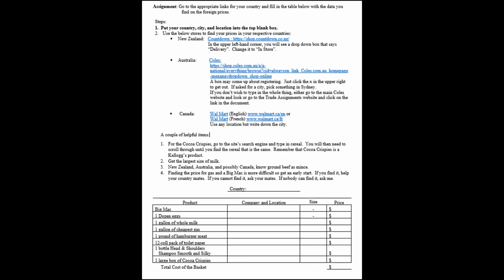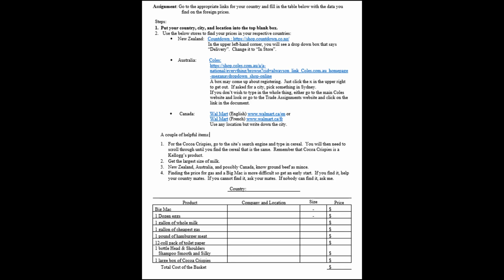They're going to go to a pre-selected store's website in their country and then fill out their table from assignment 1, but inputting the foreign data. Data shown here is from information I pulled from the Countdown website in Auckland, New Zealand. I warned students that this one may take a bit of time and that they will have to think about how they're going to get their data.